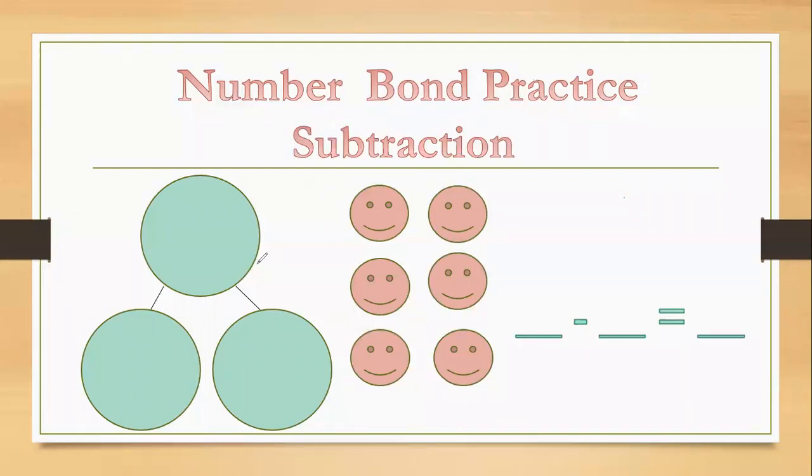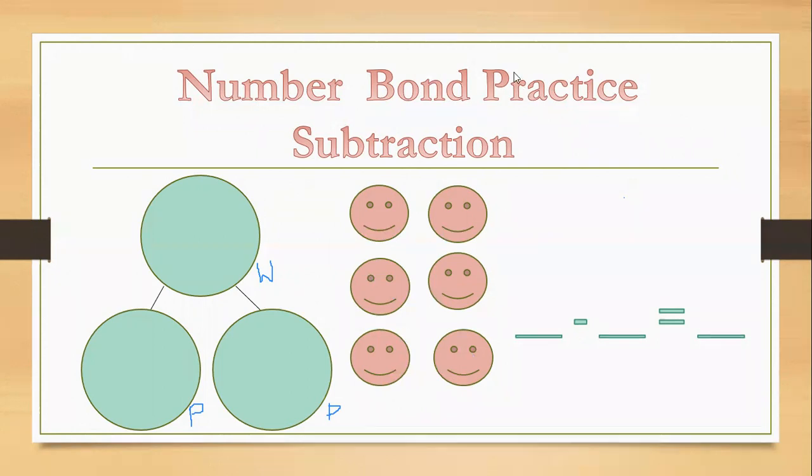So like addition, our total will go in the circle that's by itself, and we have our 2 parts. Okay. So what we know right off the bat is our total. We know how many we have here. We're going to count them up and figure out our total. So go ahead and count with me how many smiley faces we have. 1, 2, 3, 4, 5, 6 smiley faces.